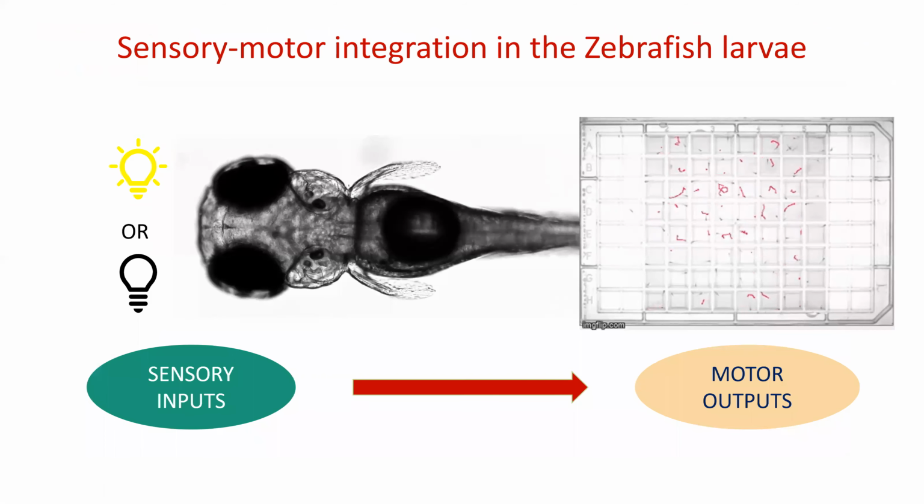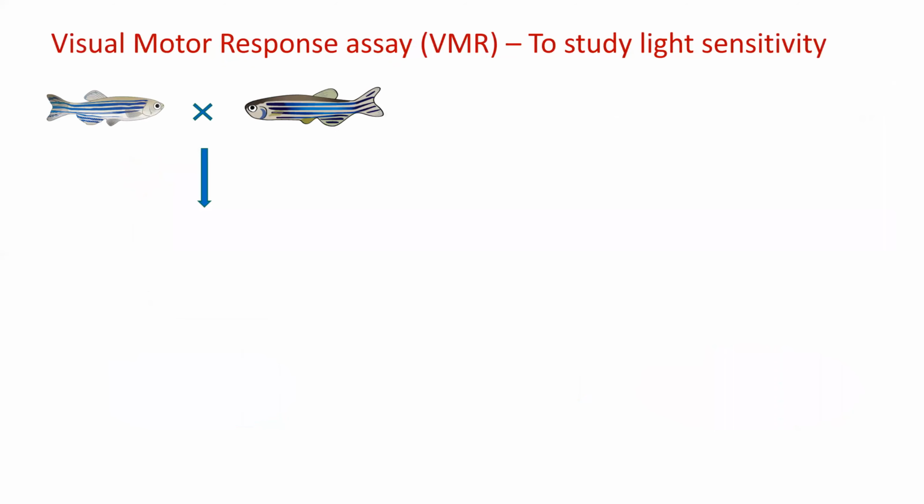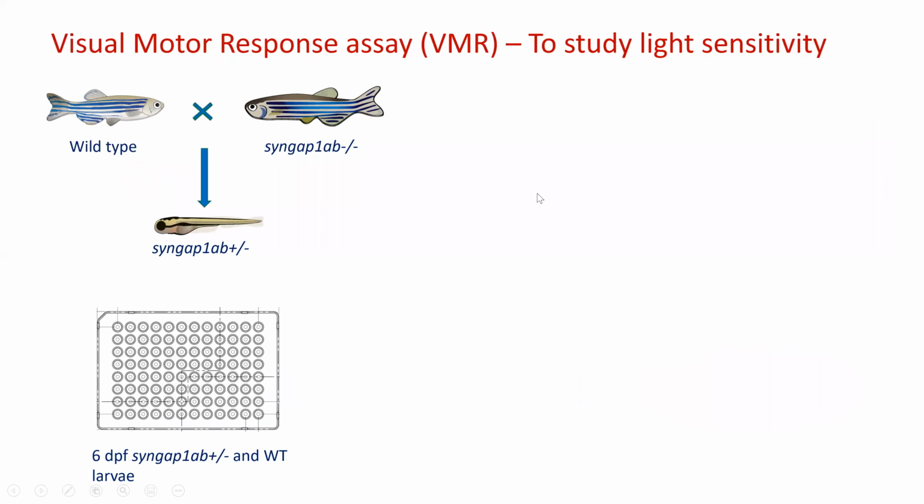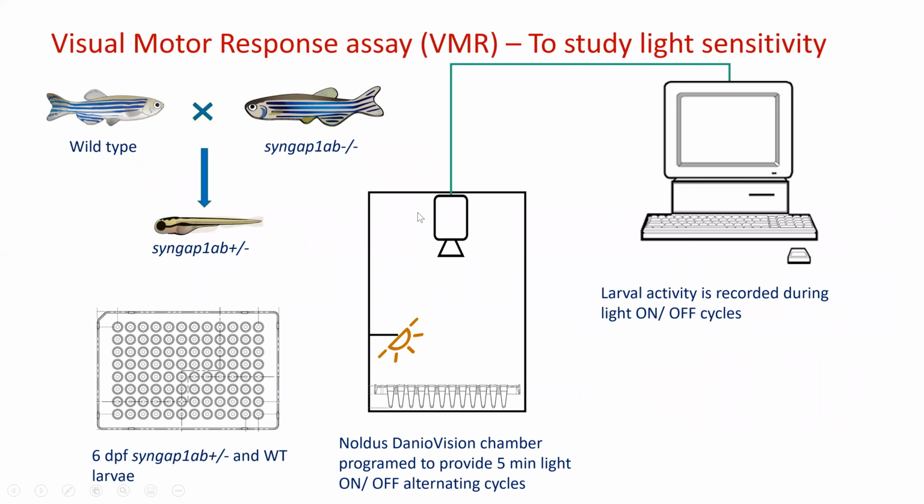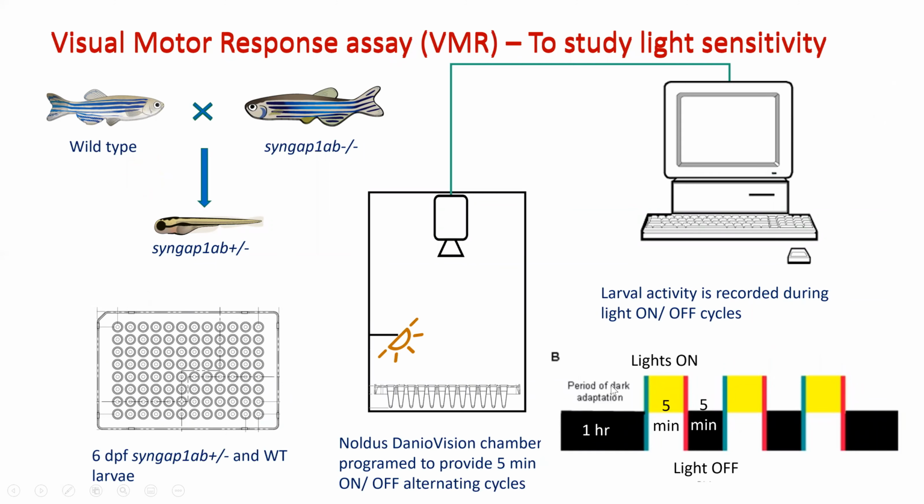Okay, so I'm trying to understand what phenotypes are associated with the models that I have. Since human SYNGAP1 variants experience sensory-induced hyperactivity, I wanted to see, using zebrafish, whether they also exhibit a similar kind of phenotype. In order to do that, we placed SYNGAP1AB heterozygous larvae and wild-type larvae in a 96 well plate, and then placed them in a behavioral chamber with a camera to capture larval behavior. First, we dark adapted them before exposing them to 5 minutes of lights on and 5 minutes of lights off.